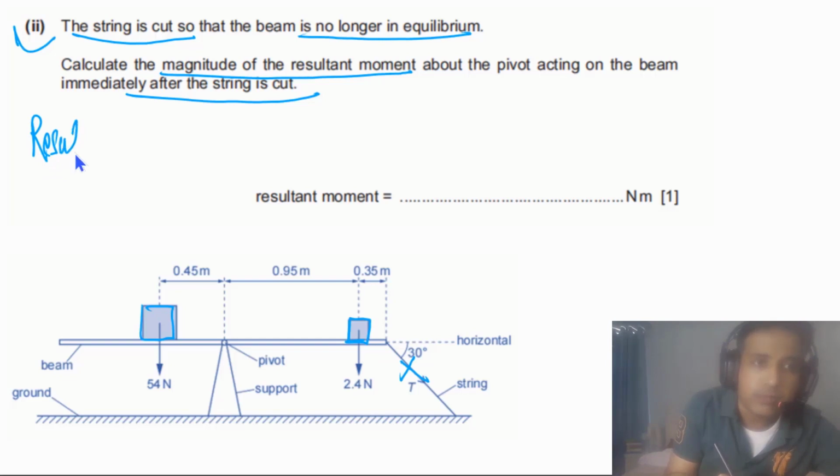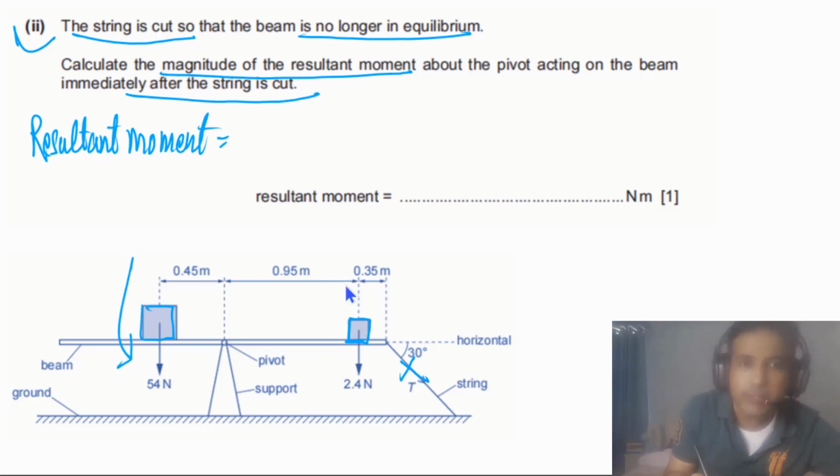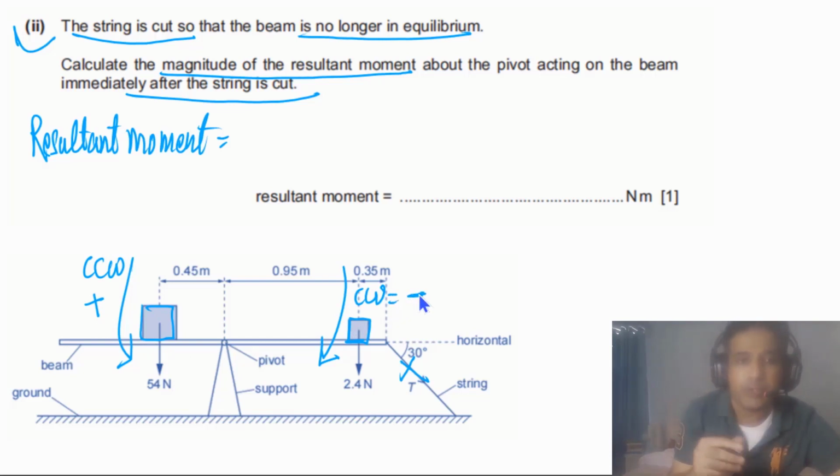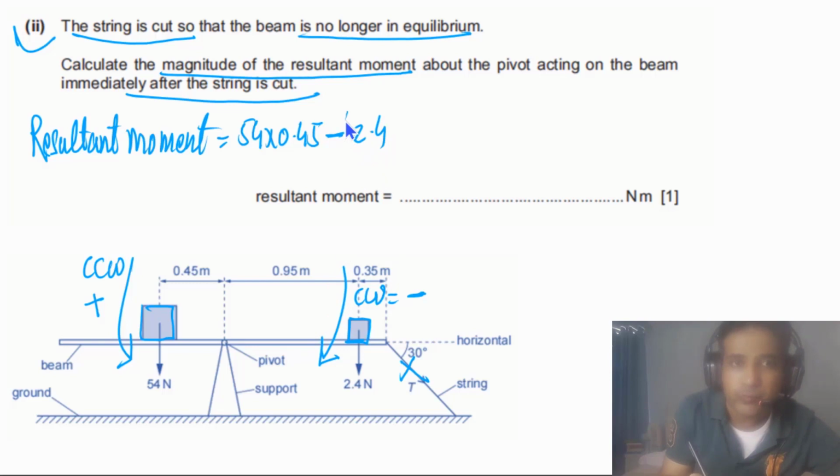So simply we can say resultant moment. The moment due to this block will be counterclockwise, the moment due to this one will be clockwise. And the counterclockwise moment we will take positive, and the clockwise moment we will take negative. The sum of these moments is equal to the resultant moment. So the moment due to this block will be equal to 54 times 0.45, and this one has to be positive, and the moment due to this small block has to be negative because this is clockwise, so we can write 2.4 here, multiplied by 0.95.